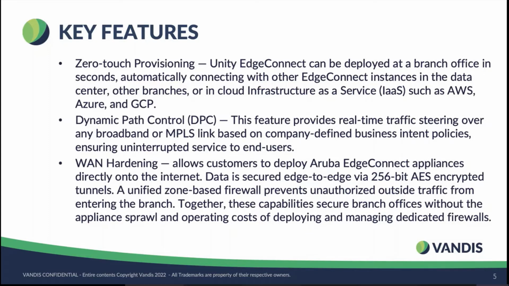You also have your dynamic path control to ensure that your traffic goes over the most reliable link, be it an MPLS connection, a broadband connection, or even LTE. You also have your WAN hardening, so you can have this directly facing the internet and make sure you're properly securing your internet, your ISP, and the environment behind it.